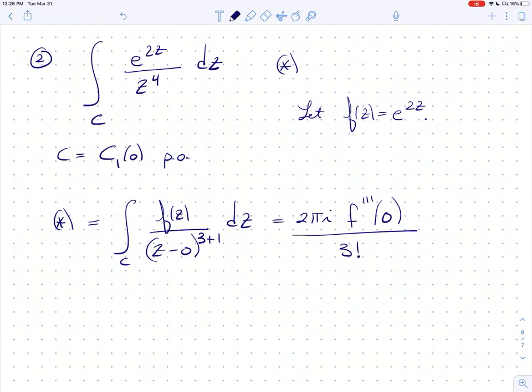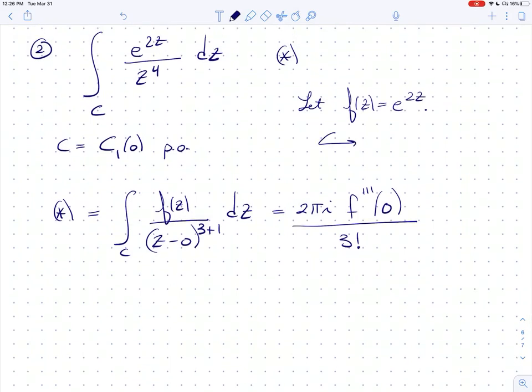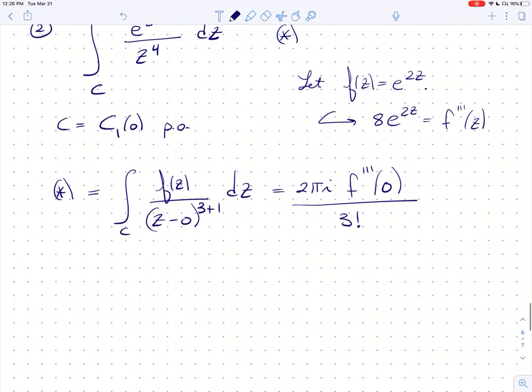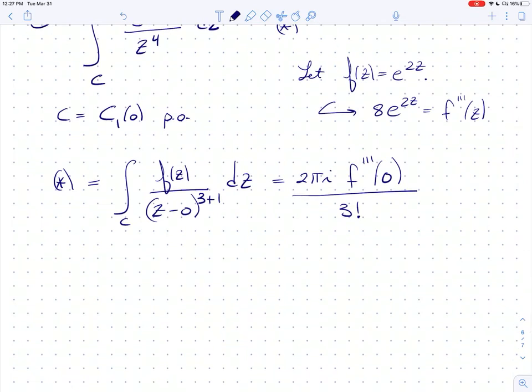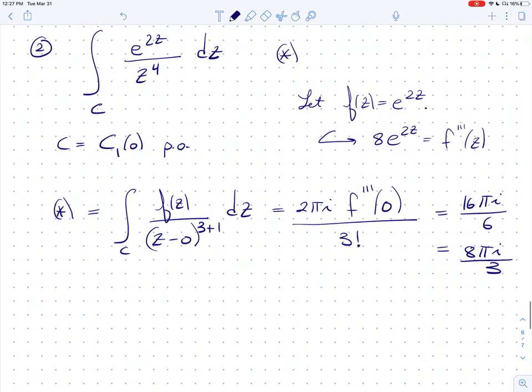Let's think through the third derivative together. Maybe we'll just write it down over here. Each time you take a derivative, you kick out a 2, so this is just 8 e to the 2z. That's the third derivative of f. Plug in 0, and you just get out 8. So I'm going to get 16 pi i over 6. And this, of course, cancels down to 8 pi i over 3. And I'm done. That's example number 2.